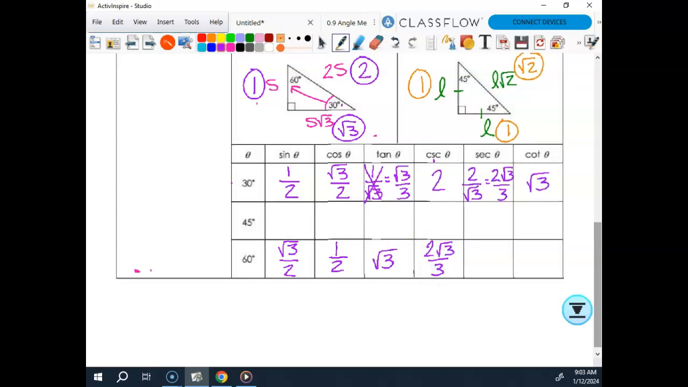Secant. And secant is the reciprocal of cosine. So what is my answer here? 2. Cotangent. Cotangent is the reciprocal of tangent. What's the reciprocal of the square root of 3? Square root of 3 over 3. What's the reciprocal of the square root of a monkey? Square root of a monkey over a monkey, right? Doesn't matter what it is. All right, everybody good on those?